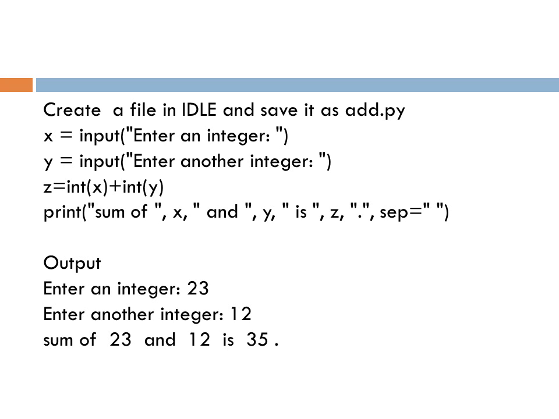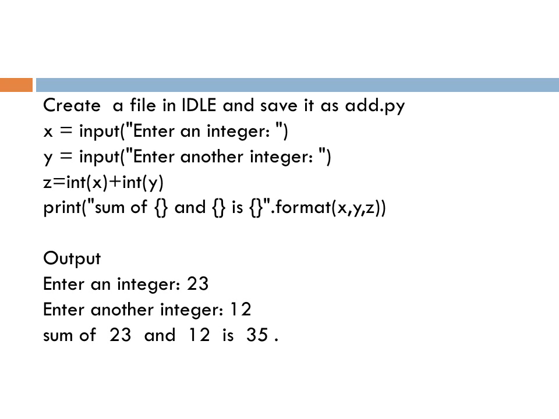Sum of x and y value. Another method to print the data is print sum of empty braces and empty braces is empty braces, then double quotes close, dot format of x comma y comma z. So wherever you want to place some data, those places should be marked with empty braces. When we execute the program, the interpreter automatically replaces those empty braces with the appropriate format parameters. So that's why we will get the output 23 and 12 is equal to 35.